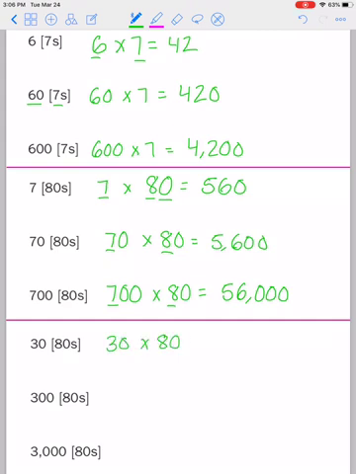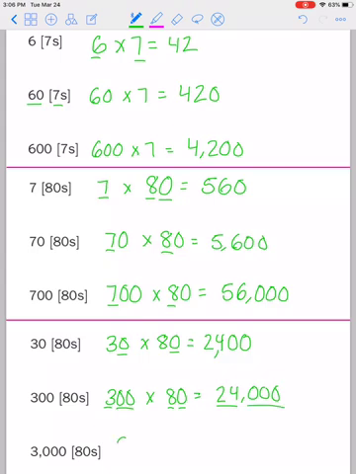30 times 80. Well, I know that 3 times 8 is 24, and I have a 0 here and a 0 here, so I need to multiply by 100, and you get 2,400. All right. 300 times 80 equals 24,000. I know that 8 times 3 is 24. There's 2 zeros here, 1 0 here, so you should have 3 zeros all together. And finally, 3,000 times 80 equals 240,000.